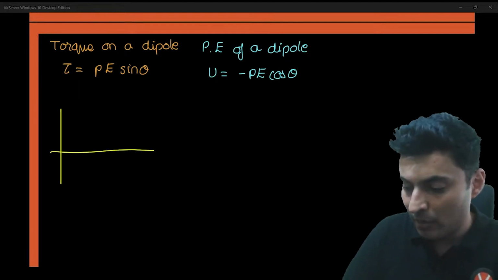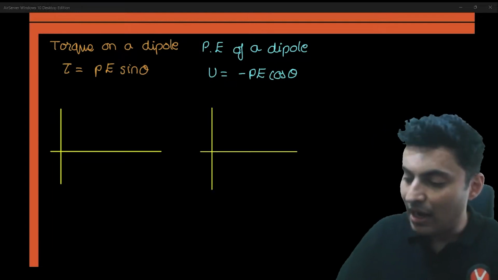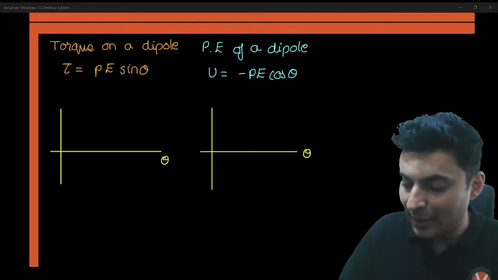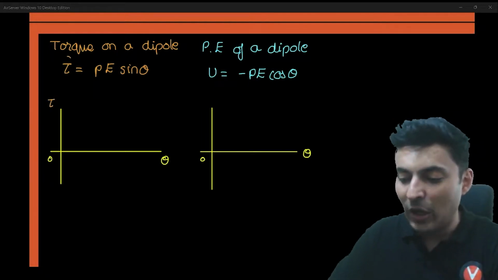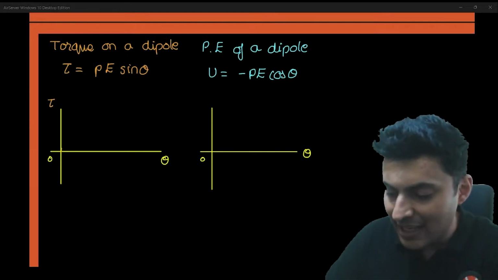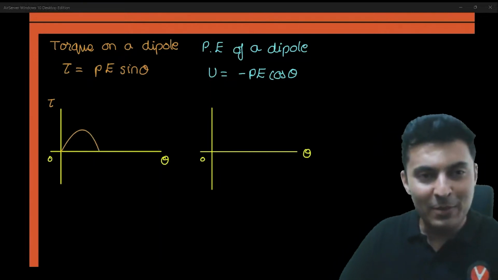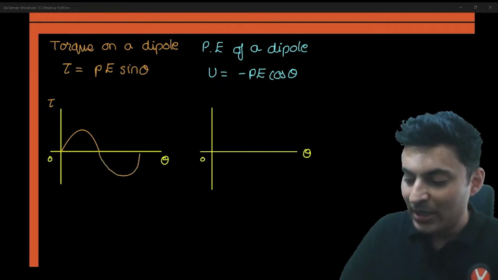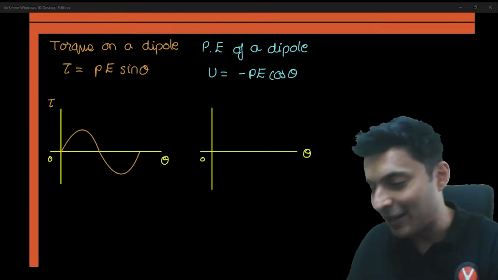Let's have a look at it properly. Some of you might have already guessed how they will look. It's not that difficult to guess. Yes, come on, my dear students. How will the torque graph look? Torque has sine theta, so it will look like a normal sine curve. Exactly. It will go from 0 to maximum and then come back to 0, and again go to negative maximum and come back to 0. It will be a proper sine graph.